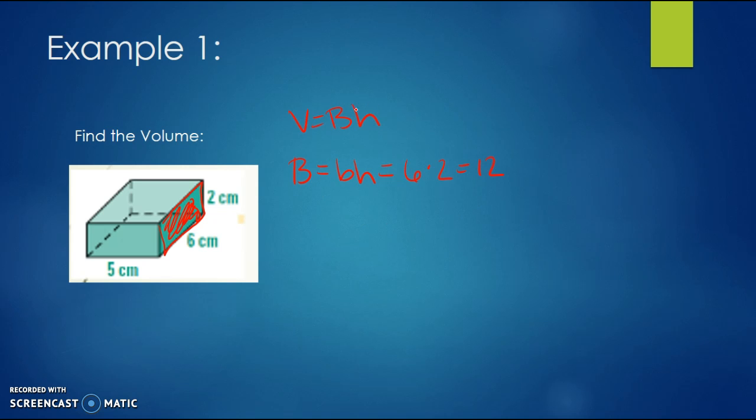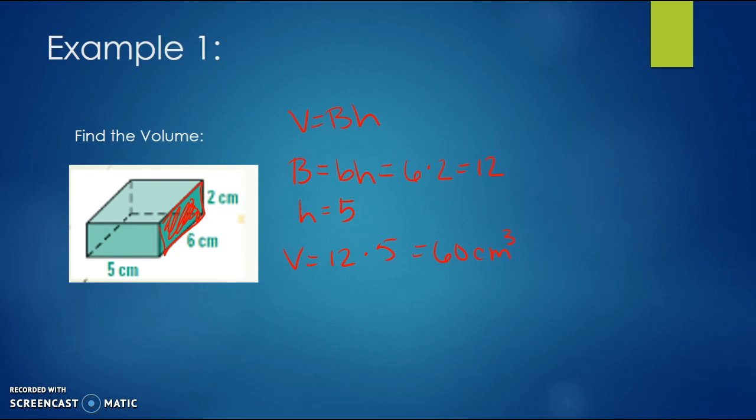Now, the height is the distance from one base to the other base. So since I'm using this actual side here as a base, I'm going to find the distance to this other base, which is that distance of 5. And so my height for my prism is going to be the 5 centimeters. And so then I'm going to find my volume by taking 12 times 5, which is 60 centimeters cubed. And volume is always in cubic units.